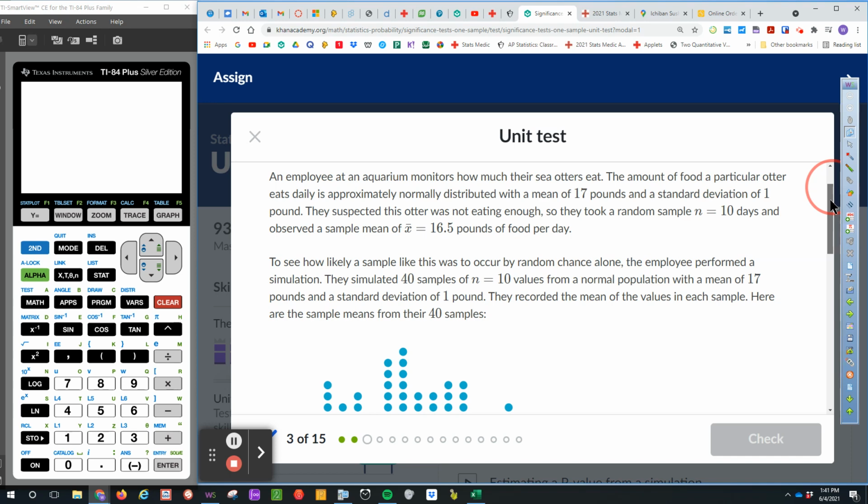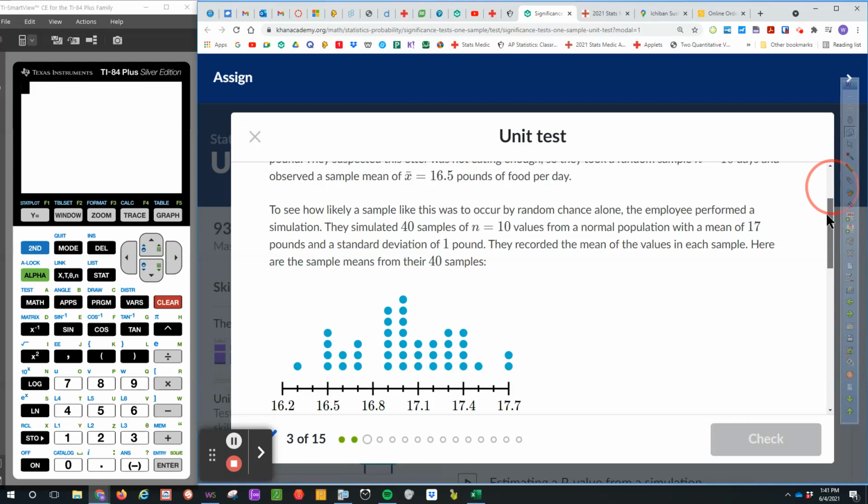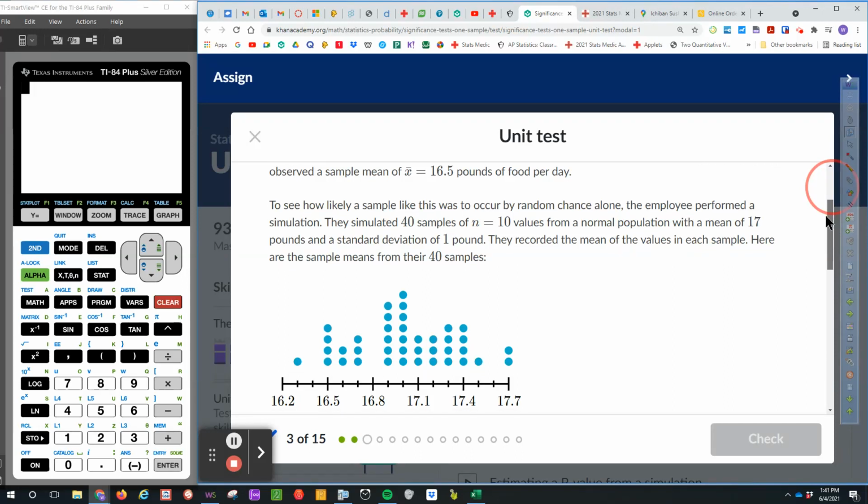An employee at an aquarium monitors how much their sea otters eat. The amount of food a particular otter eats daily is approximately normally distributed with a mean of 17 pounds and a standard deviation of 1 pound. They suspected this otter was not eating enough, so they took a random sample of n equals 10 days, and observed a sample mean of x bar equals 16.5 pounds of food per day, to see how likely a sample like this was to occur by random chance alone.